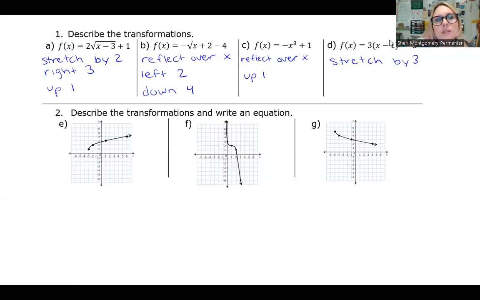What does the -1 tell me? Right 1. And then what does that mean? Down 3.